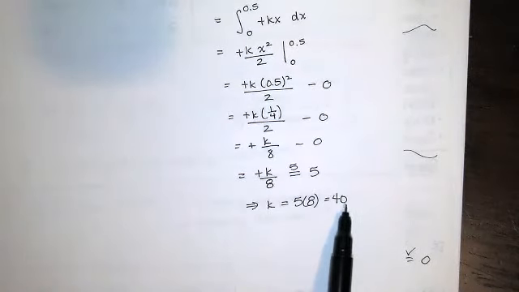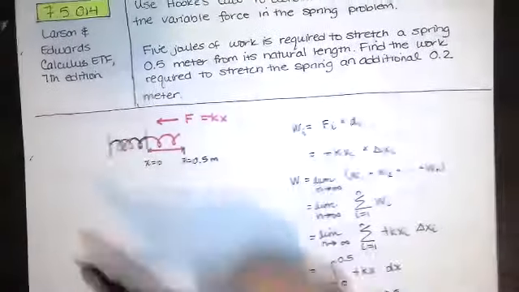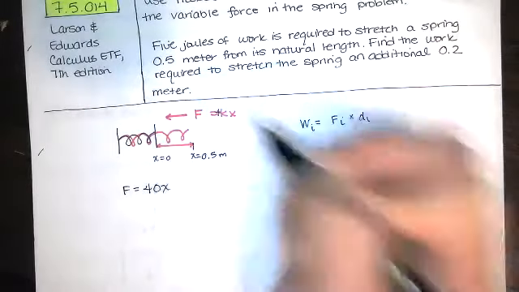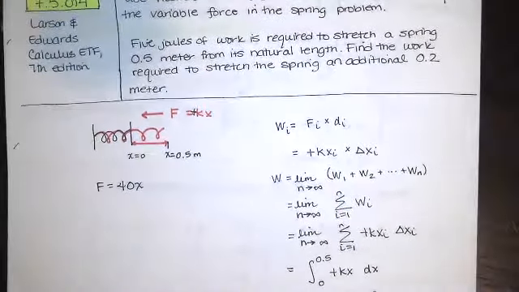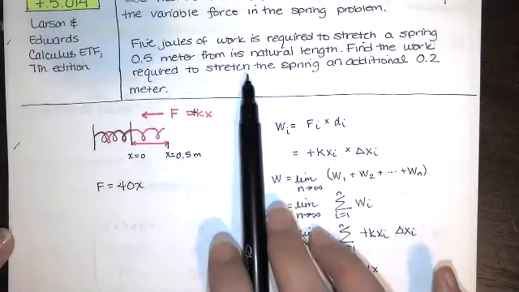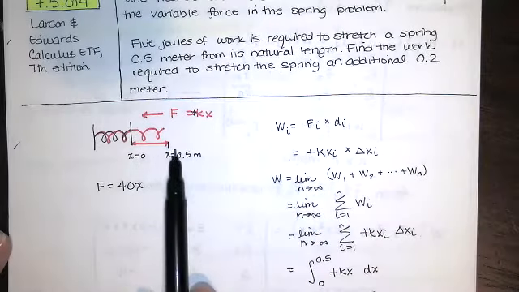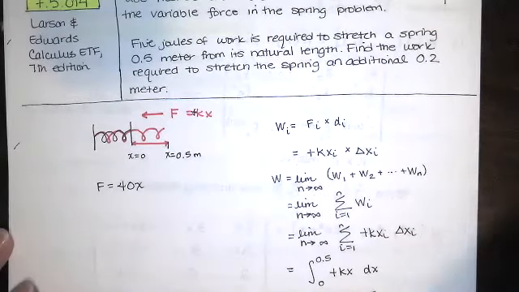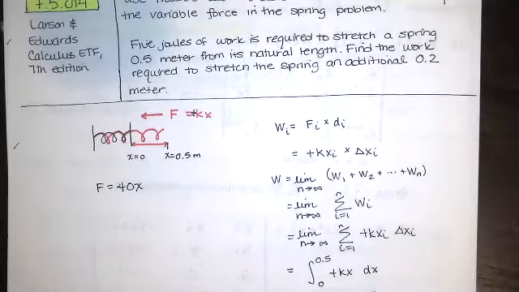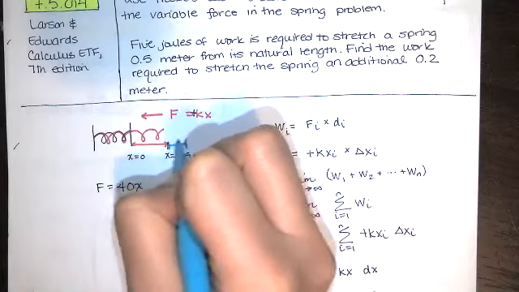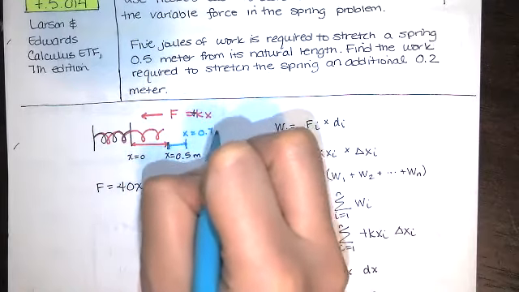So now we know that this is a property of this particular spring. K is equal to 40, and the force is equal to 40 times x if we aren't concerned about that sign on that restorative force. Now we're asked to find the work required to stretch the spring just a little bit more. So we're going from 0.5 meters to 0.7 meters. The question is, how much work is required to get us from here at 0.5 to here at x equals 0.7 meters?